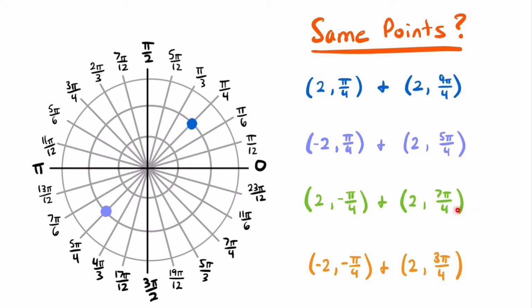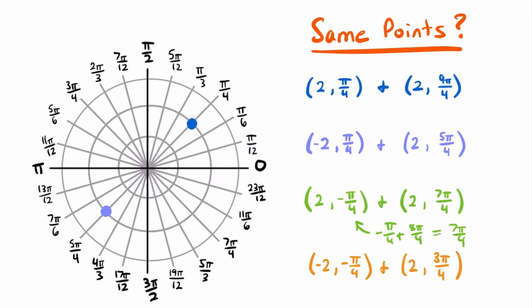So if you take a look at this next set, we have 2 comma -pi divided by 4 and 2 comma 7 pi divided by 4. Notice that the radius is the same, but the angles differ by 2 pi, right? -pi divided by 4 plus 2 pi would take you to 7 pi divided by 4. Because like I said earlier, 2 pi is the same as 8 pi divided by 4. So if we do this right here, -pi divided by 4 plus 8 pi divided by 4 would be equal to 7 pi divided by 4. -pi plus 8 pi is 7 pi, and of course the denominator stays the same.